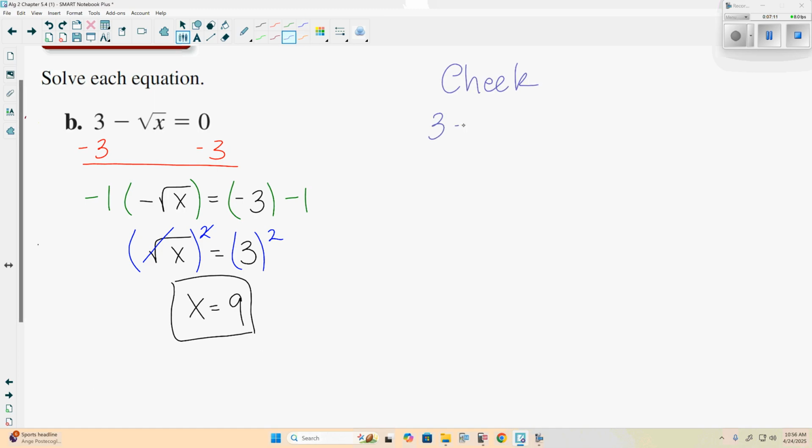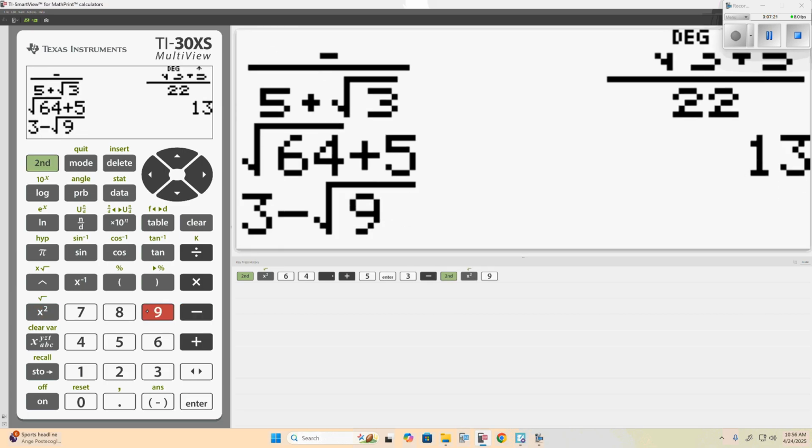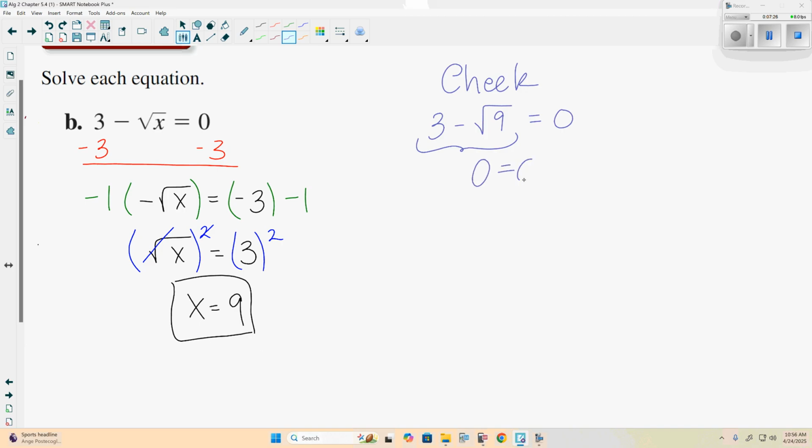And if we check this here, we're trying to say that 3 minus the square root of 9 is 0. And luckily for us, we can type all that in. 3 minus square root of 9 is indeed 0. So 0 is indeed equal to 0. So x equals 9 is our solution. Questions on this here?